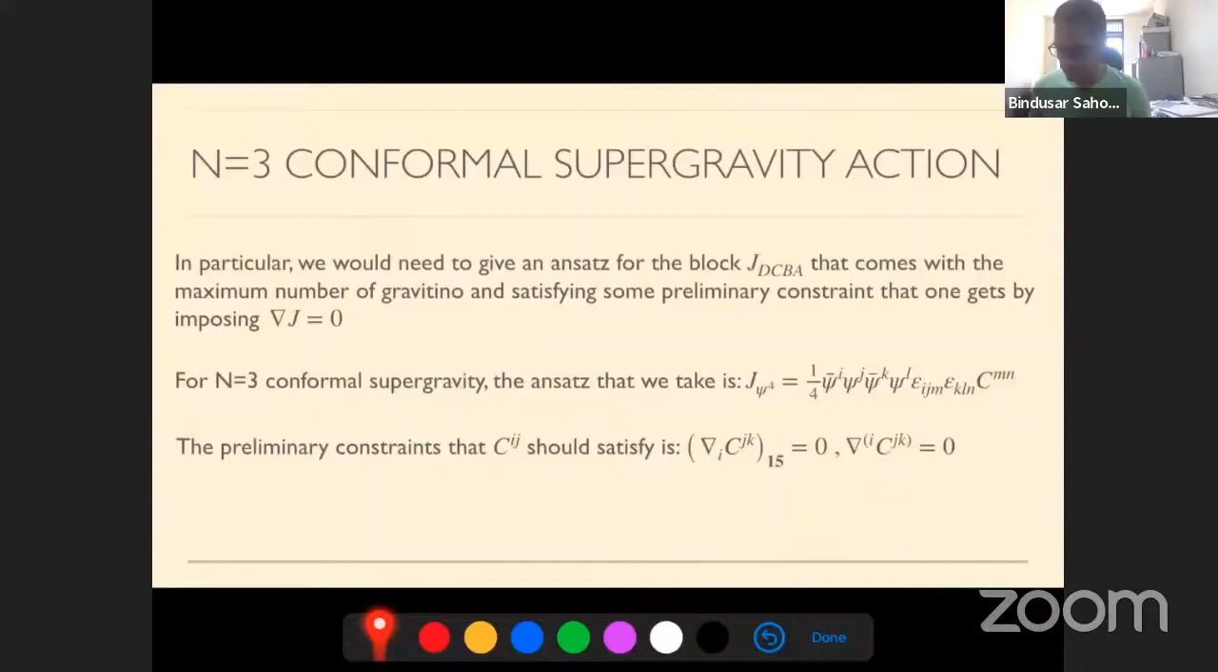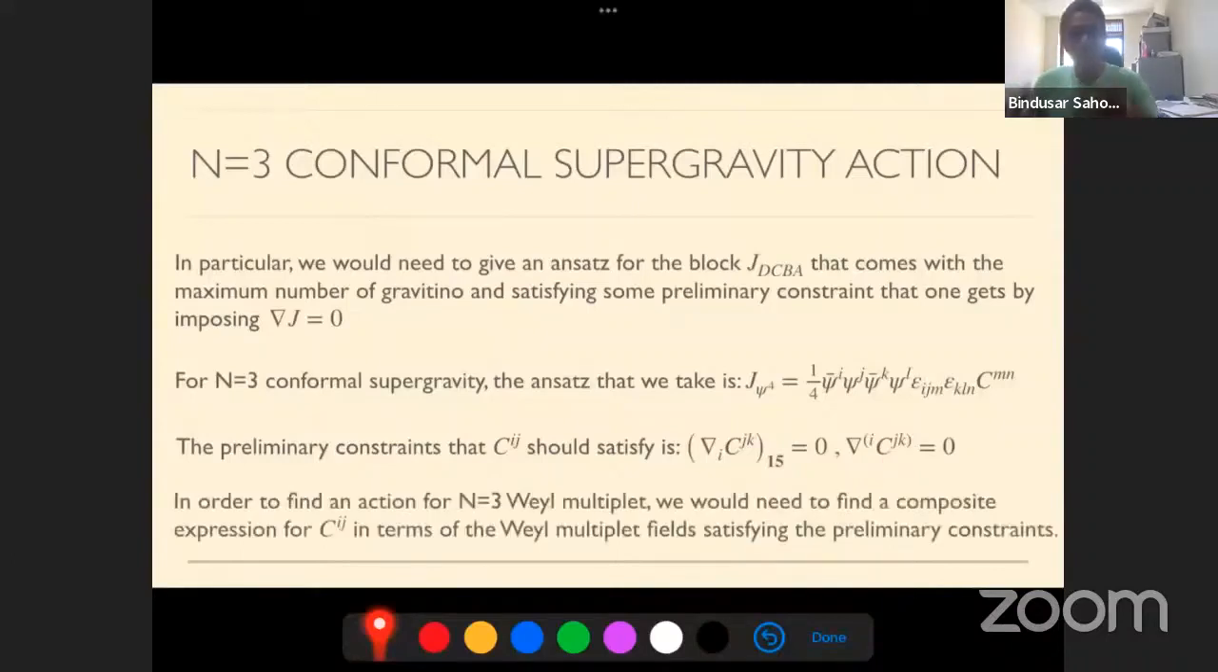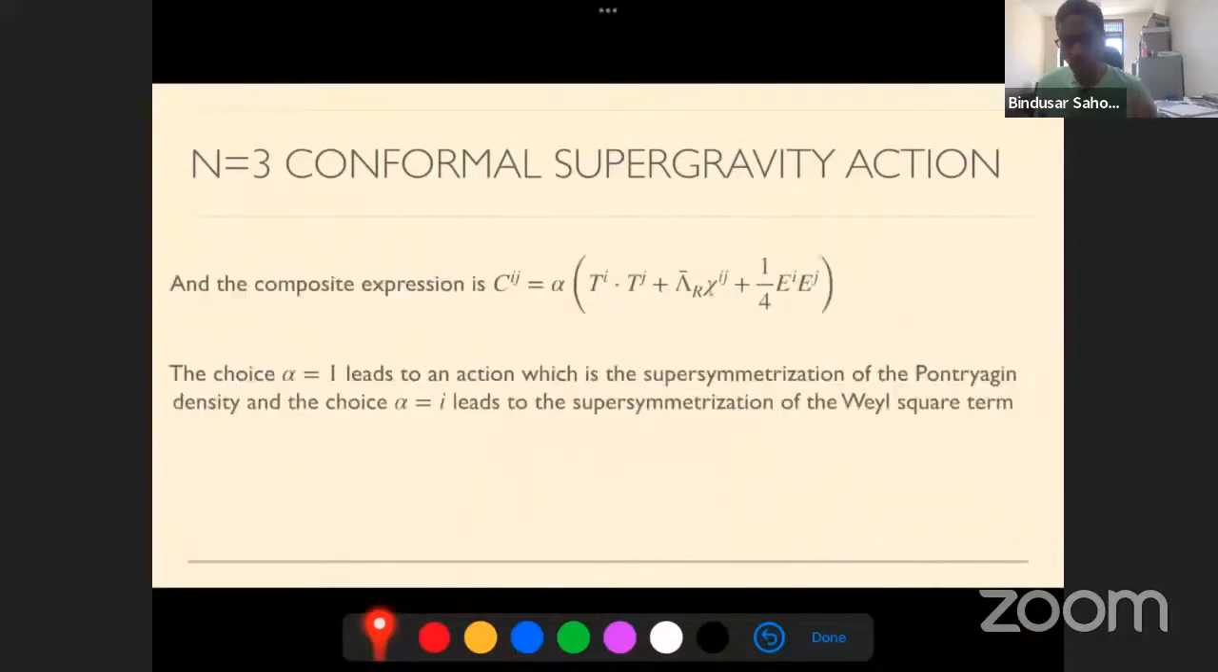Okay. And now in order to find an action for the n equal to 3 Weil multiplet, we need to find a Cij in terms of the Weil multiplet fields that satisfy this constraint. You take the Weil multiplet fields and try to find this composite expression. You find that the composite expression has this structure, with some overall constant which can be complex.